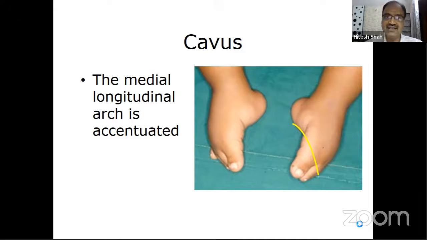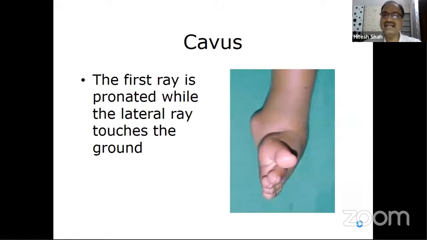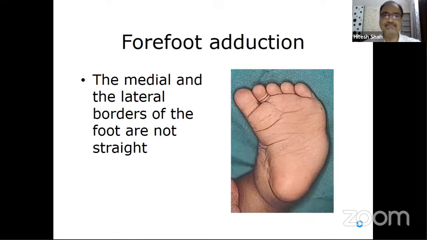When there is an exaggerated longitudinal arch, it is called the cavus deformity of the foot. It will also be visible when the first ray is pronated and the lateral rays touch the ground. If we look at the medial side, there will be a decrease, and there is a persistent plantar flexion of the first ray. These are the deformities. It's very important to identify them to avoid iatrogenic or resistant clubfoot in the Ponseti treatment.